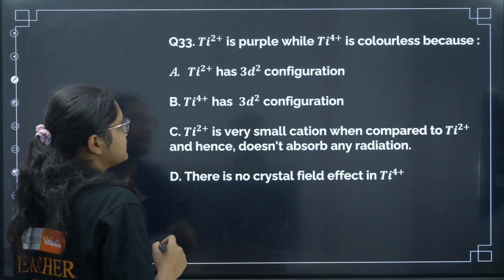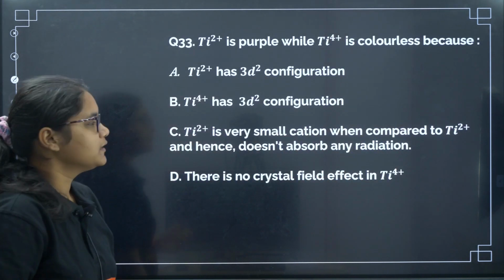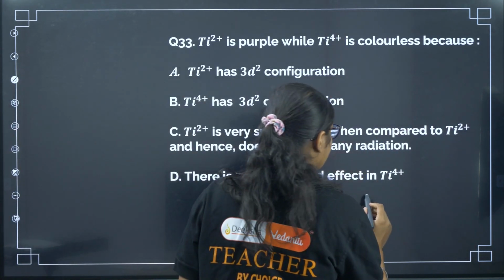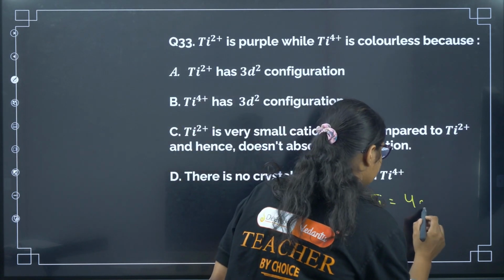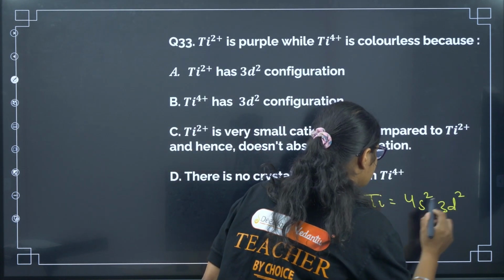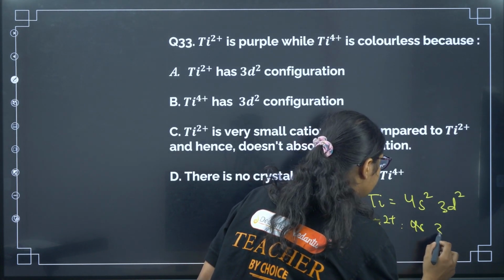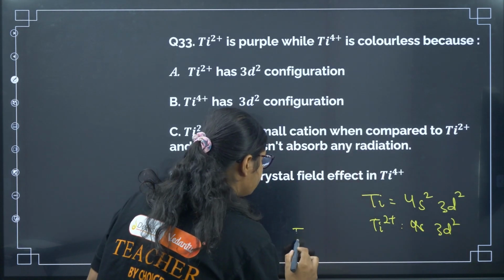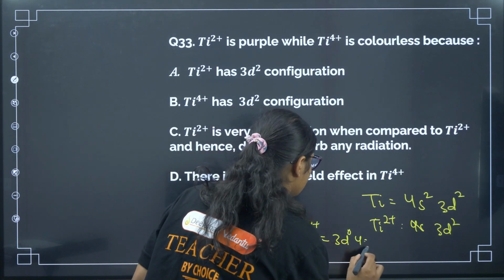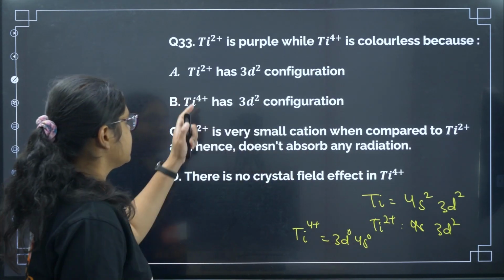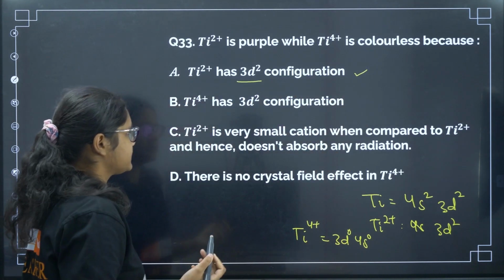Next, Ti2+ is purple while Ti4+ is colorless due to. If you see Ti2+, what is the electronic configuration? Scandium, titanium, that is 4s2, 3d2. So Ti2+ is having the configuration of 3d2 and Ti4+ is having a configuration of 3d0, 4s0, right? So it is colored because it has a d2 configuration. This can be a correct statement.